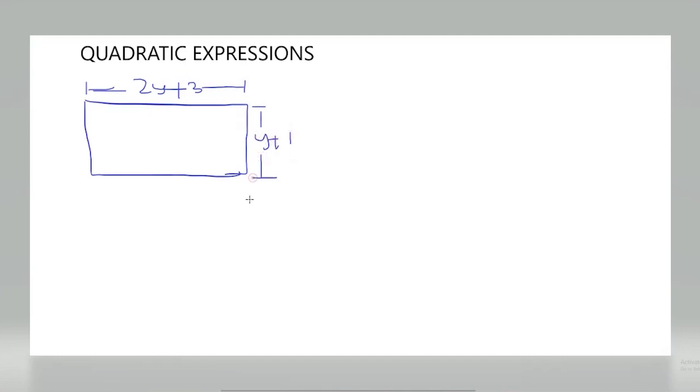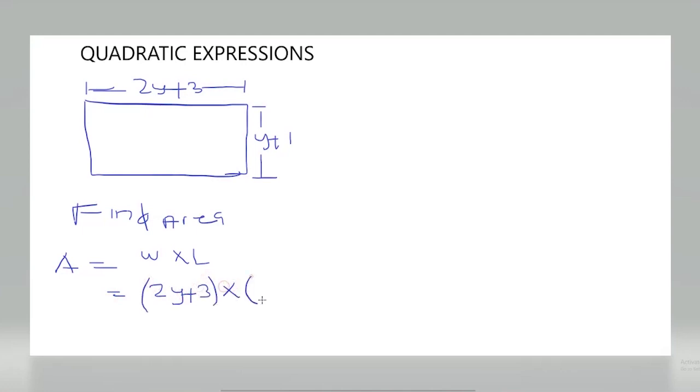Now you can be asked to find the area of this rectangle. We know the area of a rectangle is always given by width times length. This is the formula always. Now the area will be equal to 2y plus 3 times y plus 1.